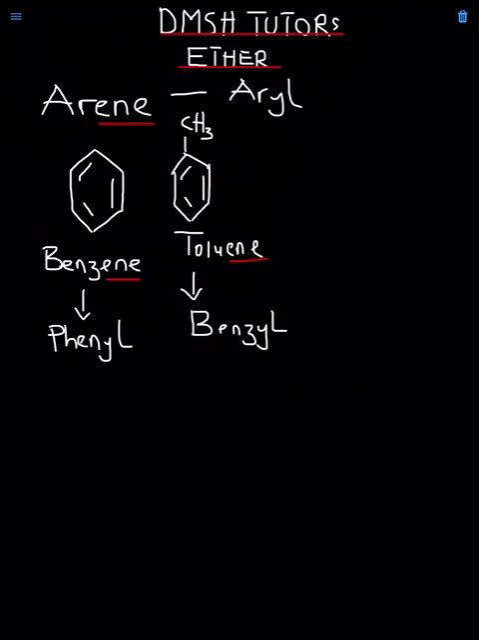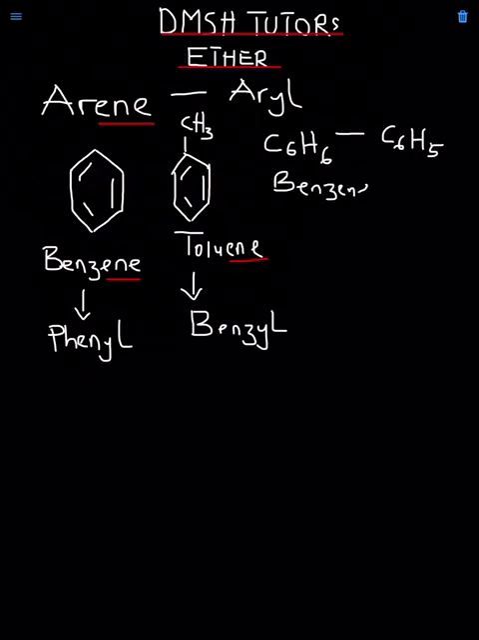So we can conclude that whenever a hydrogen is removed from an arene compound, we have aryl. What do I mean? This is benzene, C6H6. When I remove a hydrogen from benzene, I have C6H5. So this is benzene, and this is phenyl. Benzene attached to another compound is called phenyl. Toluene attached to another compound is called benzyl.